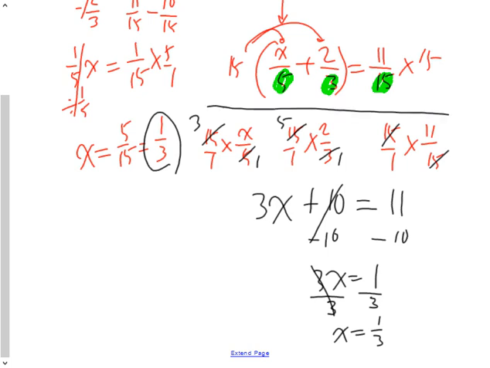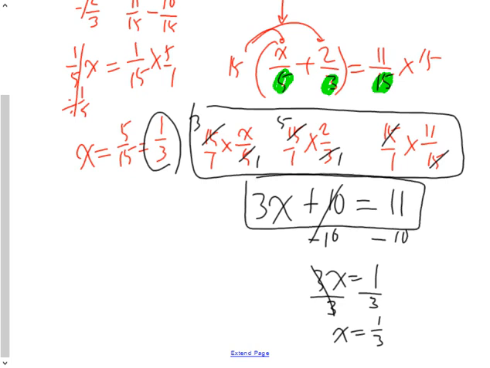All I had to have for a skill was being able to multiply everything by a whole number, and once I did that, I created an equation that didn't have fractions, and then I could use my grade 7 algebra sense to solve for x equals 1/3.